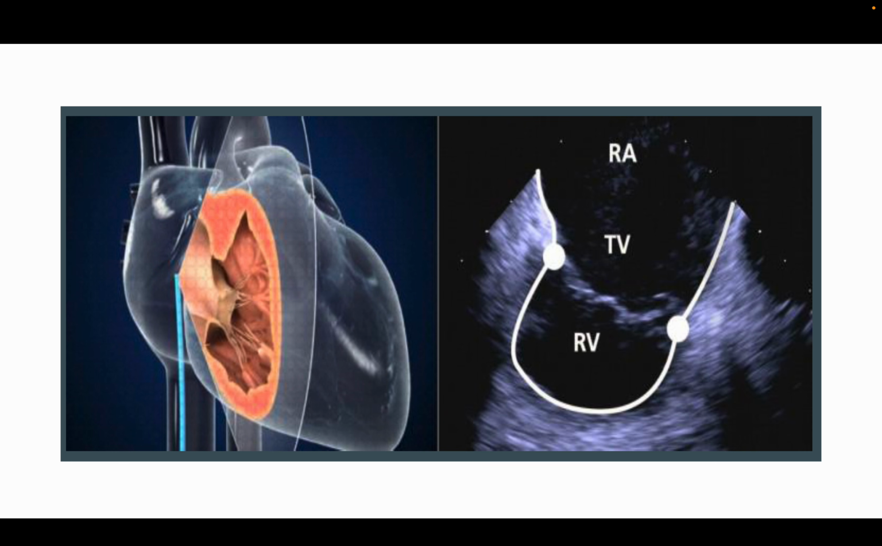These are the typical views that we see. With the probe placed in the mid-right atrium, we can see the right atrium, tricuspid valve and the right ventricle. This is usually the home view. We come back to this whenever we get lost in the heart.